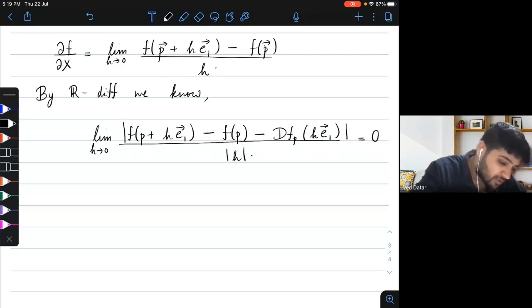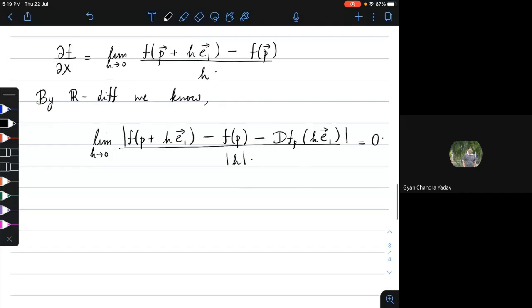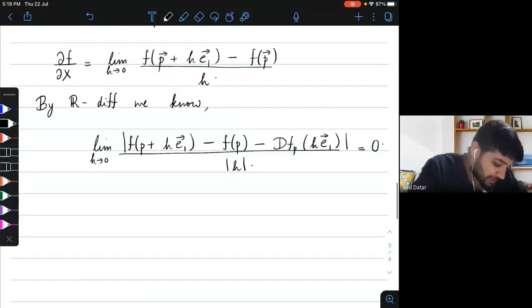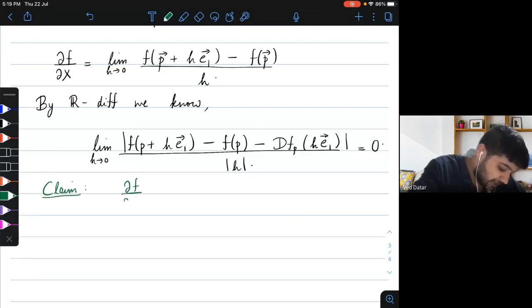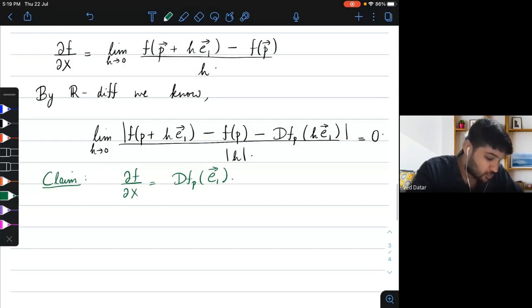Right, this is 0. Do you agree? Yeah, yes, sir. But now, my claim is that del f by del x is basically equal to this, right? So how do you prove this? You know that, right?